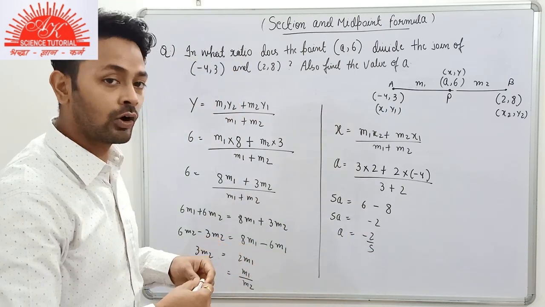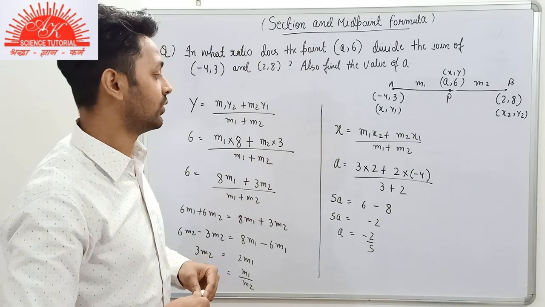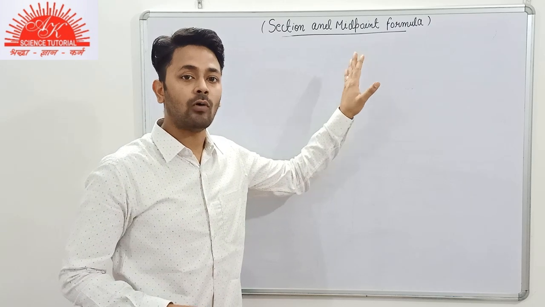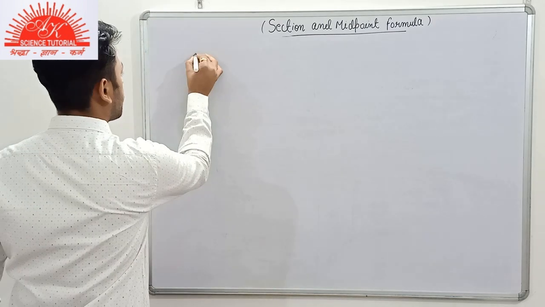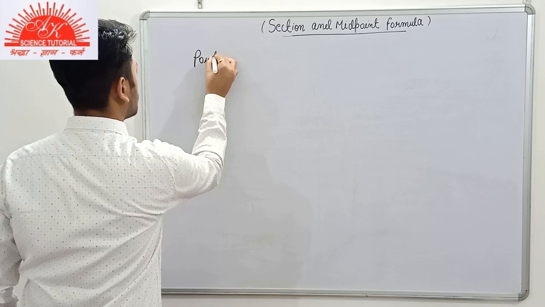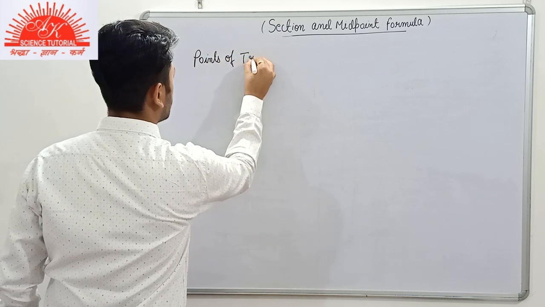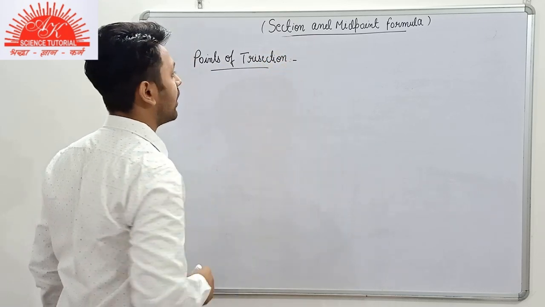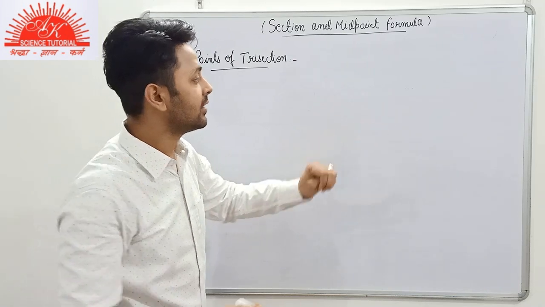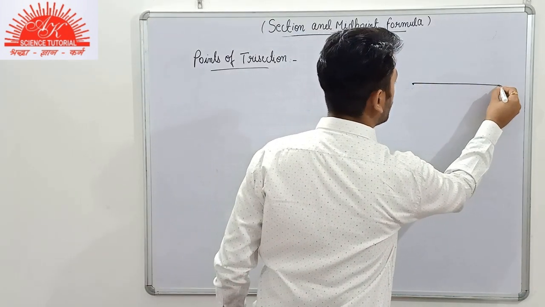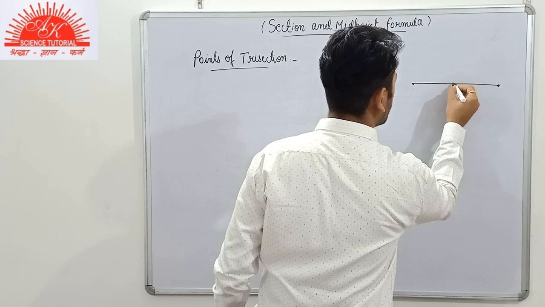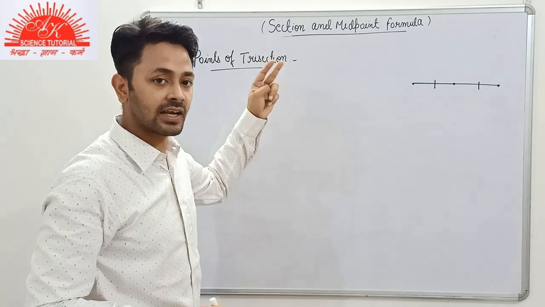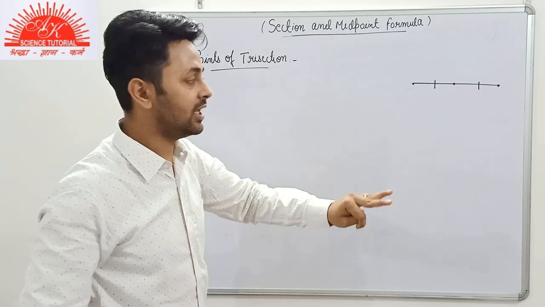Okay. Now coming on to the next topic on section formula. The next topic in section and midpoint formula is points of trisection. We have earlier read about bisecting. Bisecting means dividing into two equal parts. And trisecting or trisection means dividing into three equal parts.